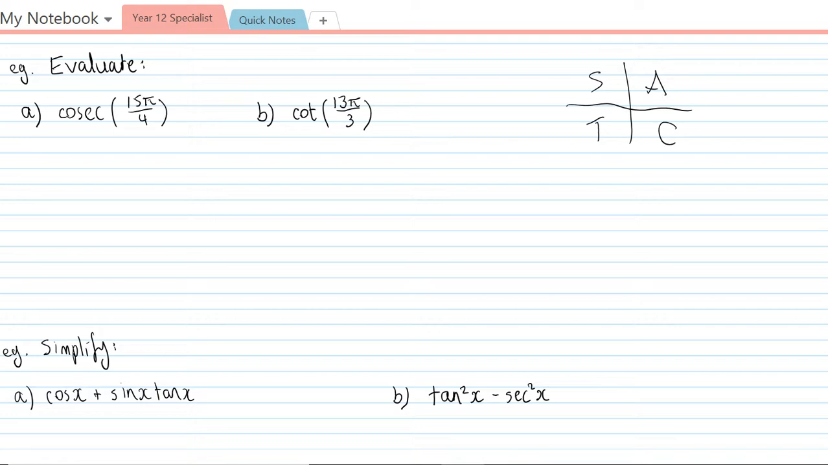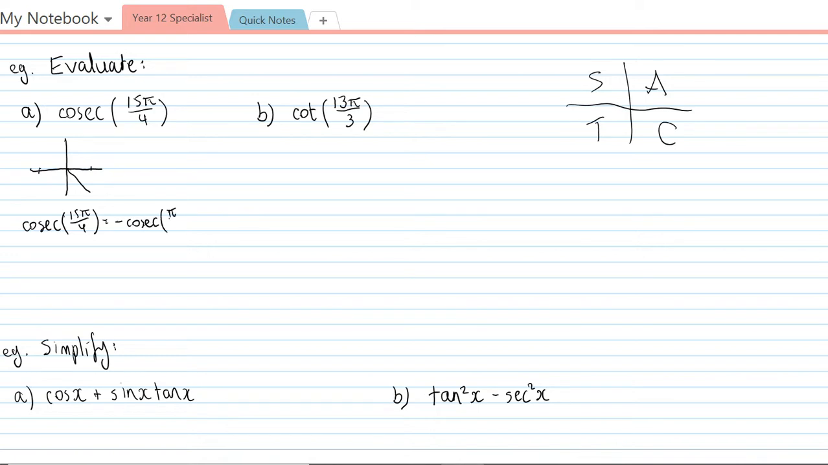Now, cosec of 15 pi on 4. So, firstly, I'm just going to draw a diagram so I can figure out where it actually goes. So 4 pi on 4, 8 pi on 4, 12 pi on 4, so 15 pi on 4 should be down there. It's in the fourth quadrant. And we know that sine in the fourth quadrant is negative. So what I can say is that cosec of 15 pi on 4 is equal to negative cosec of pi on 4. These would be equivalent expressions.